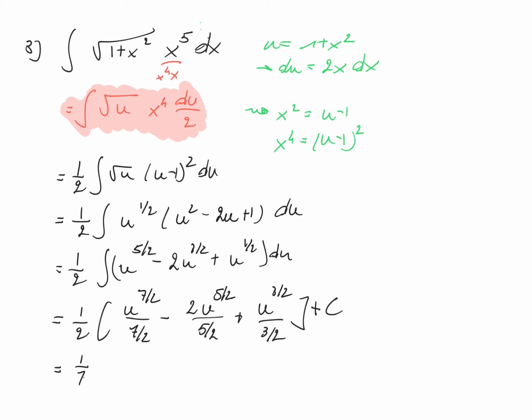So this is 1 over 7, 1 plus x squared to the power 7 over 2, minus 2 over 5, 1 plus x squared to the power 5 over 2, plus 1 over 3, 1 plus x squared to the power 3 over 2, plus a constant.